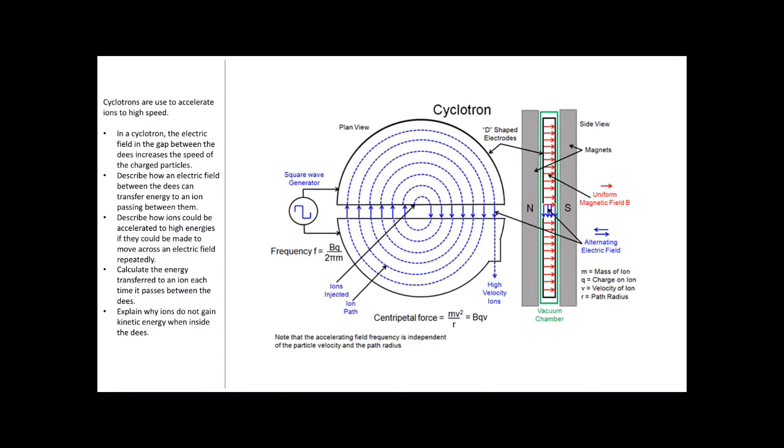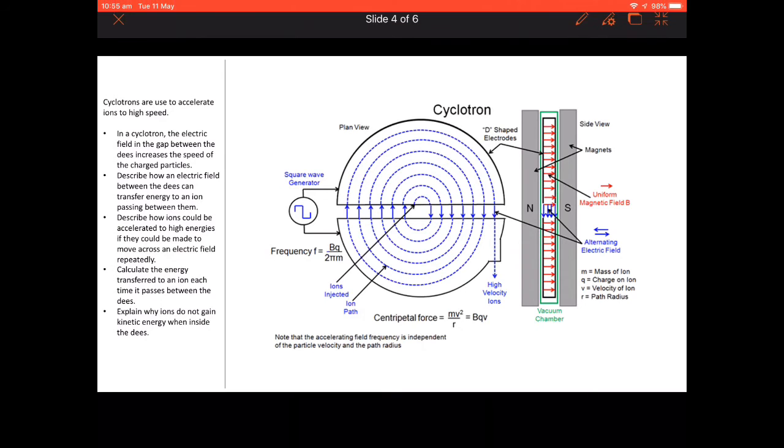So this is an in-depth diagram illustrating that whole process. You don't need to know this too in-depth just yet. I just thought I'd show it to you as a schematic. So the ion is injected and it travels around this circular path until it's accelerated out of this exit here towards a target. This is a plan view here.